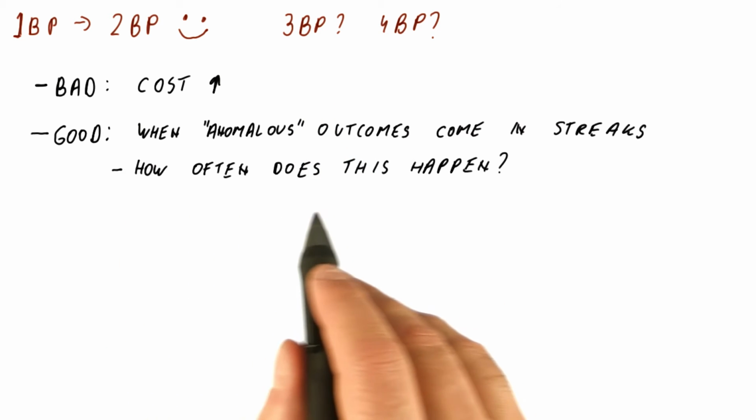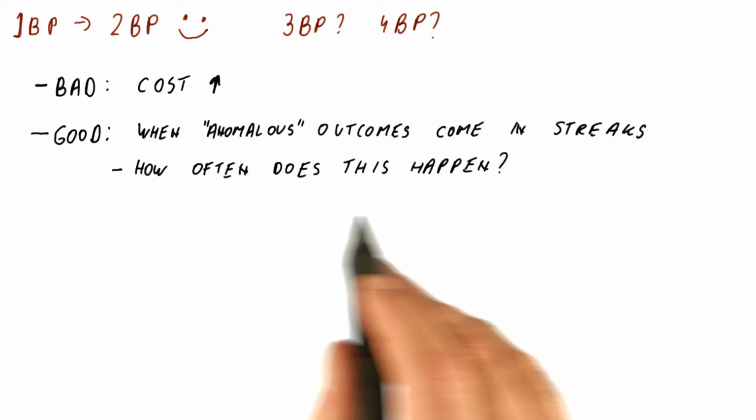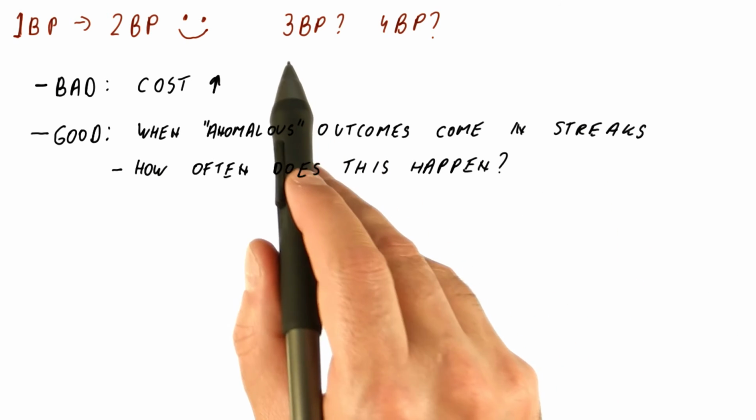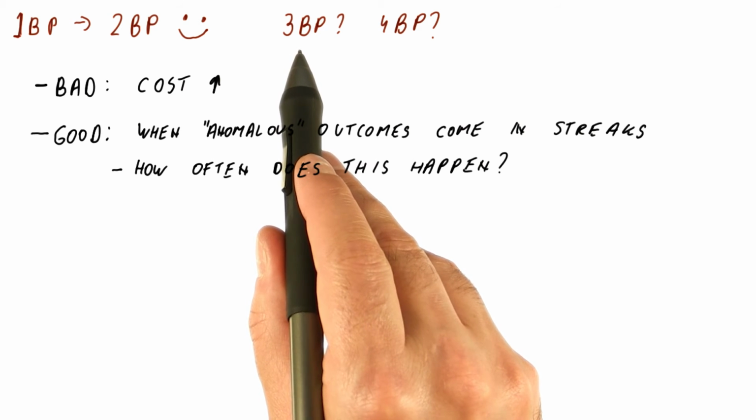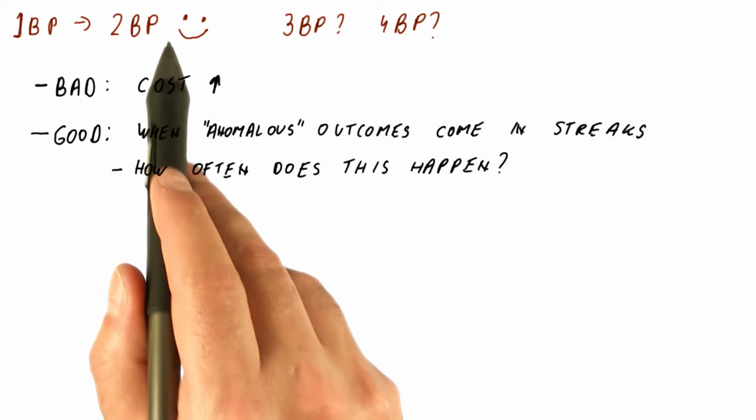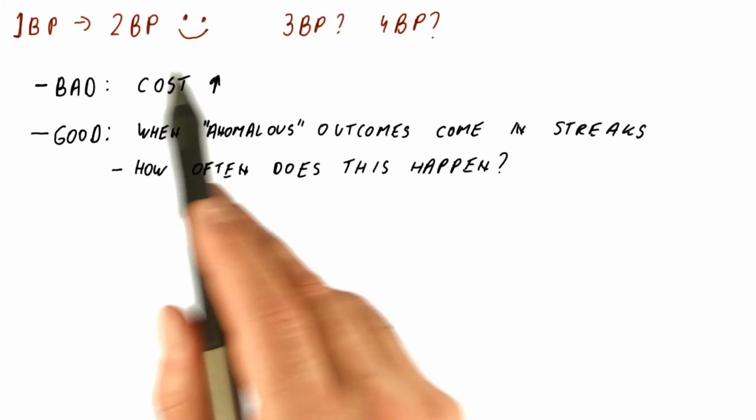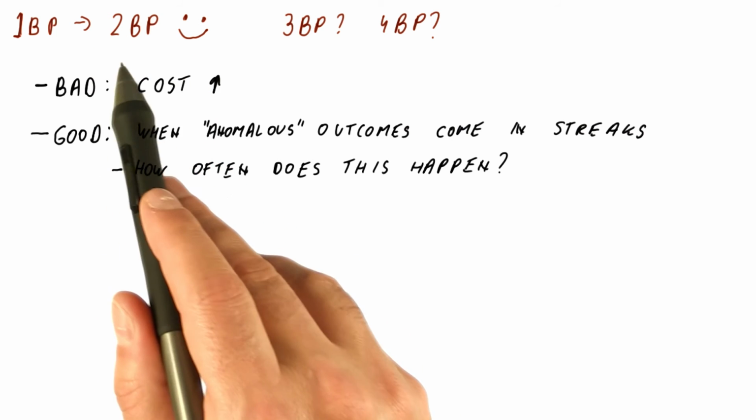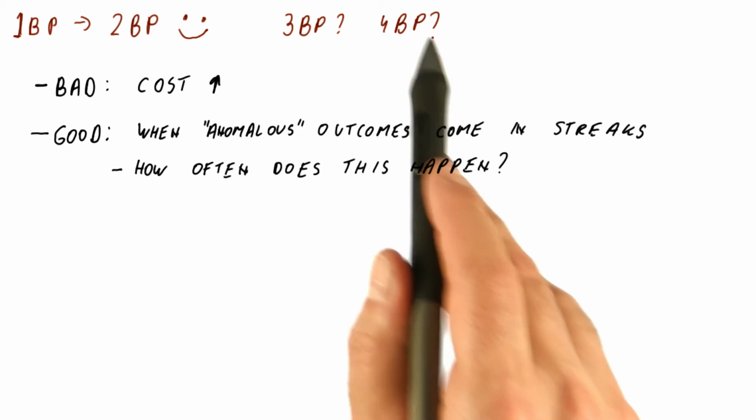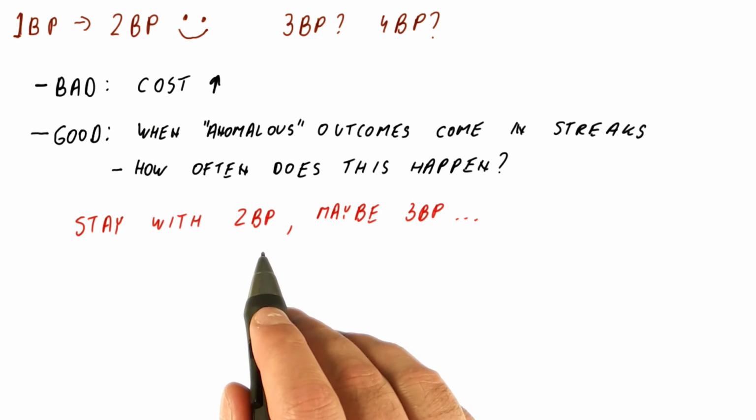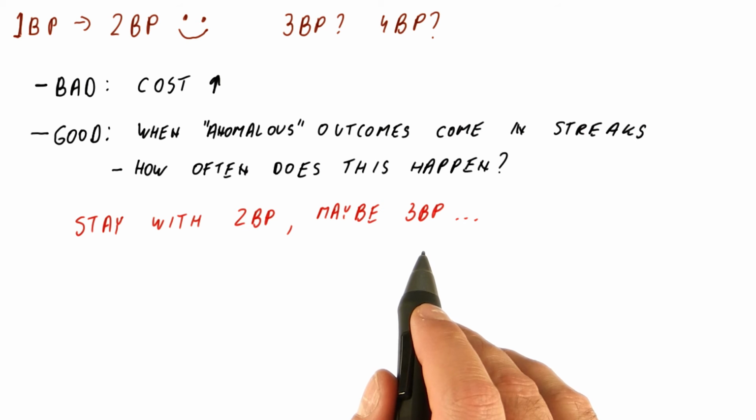But the real question is, how often do we really have in real programs that anomalous outcomes come in streaks? And the answer is not very often. So what we might have is that the 3-bit predictor might be worth it, but definitely not the 4-bit predictor. So we really want to have either a 2-bit predictor or a 3-bit predictor, and most of the time we're just fine with the 2-bit predictor. We're getting most of the benefits we would get with more bits for a lower cost. So we really should stay with the 2-bit predictor and maybe move to 3 bits if we really want to.